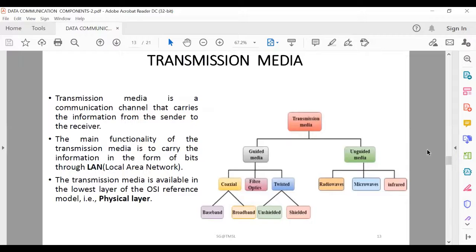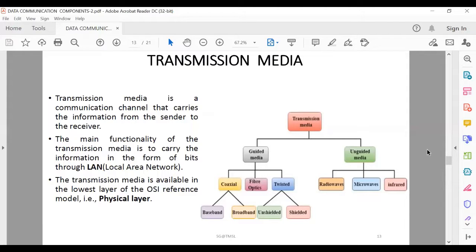Now coming to the next slide, which is basically the transmission media. Transmission media is a communication channel that carries the information from the sender side to the receiver side, and here the data is transmitted through electromagnetic signals. The main functionality of this transmission media is to carry the information in the form of bits through the LAN. LAN means, as I have told you earlier, local area network. So it is a physical path between transmitter and receiver in data communication.